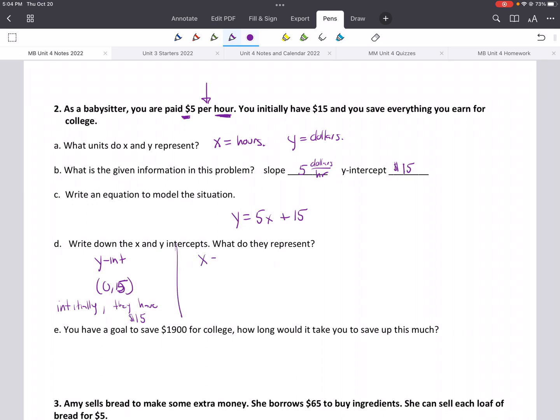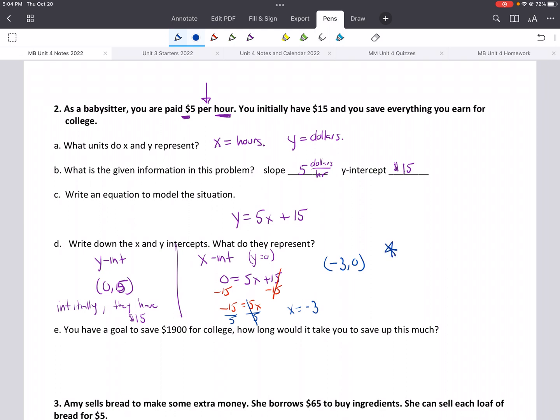And then for the x-intercept, again, we need to find that. We know, though, that y equals 0. So we'll set that up. 0 equals 5x plus 15. And then we'll subtract 15. And then we would divide both sides by 5. So here we get x equals negative 3. And then we'll write down our ordered pair. So it would be negative 3, 0.